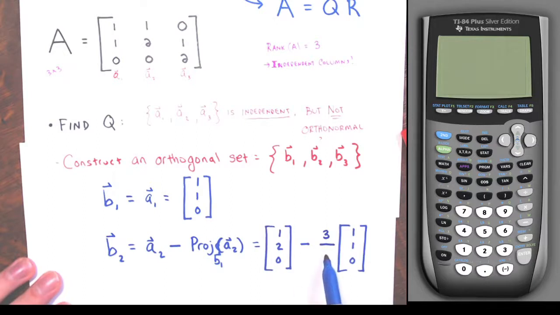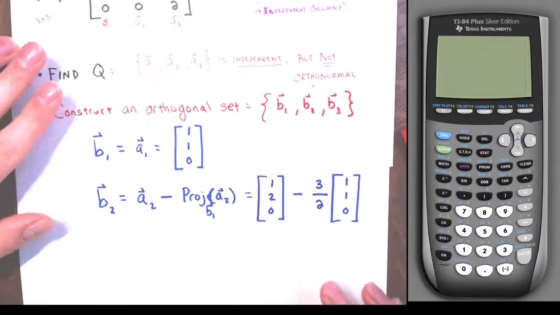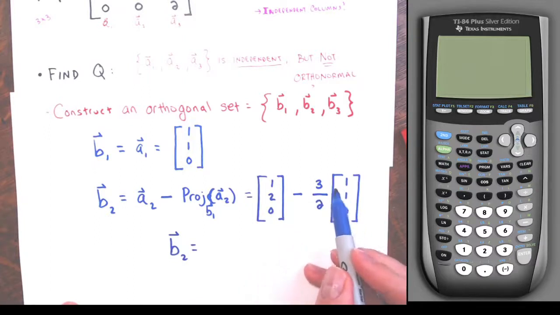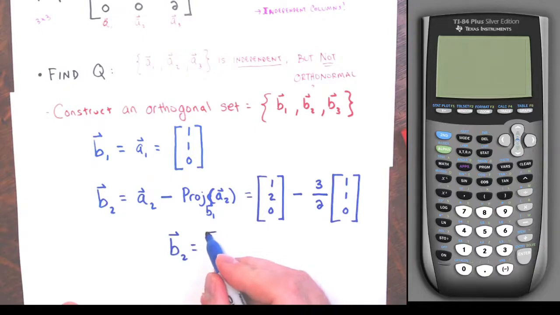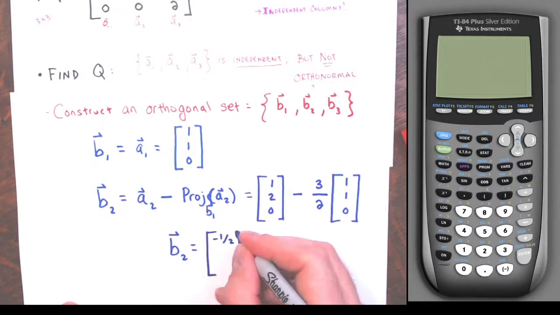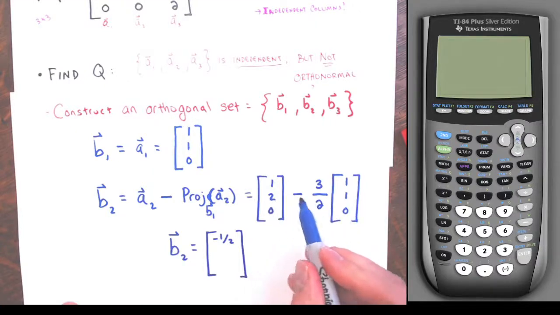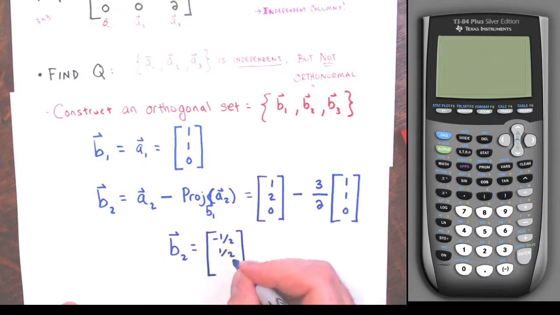And then the denominator of the scalar is the dot product of b1 with itself. So 1 plus 1 plus 0. So 3 halves. All right, so 1, 2, 0 minus 3 halves times 1, 1, 0. And putting these together, I'm getting b2 is 1 minus 3 halves. That'd be 2 halves minus 3 halves. That's negative 1 half for the first component. Then 2 minus 3 halves, that's 4 halves minus 3 halves, that's positive 1 half for the second component. And then 0 minus 0, 0 for the third.